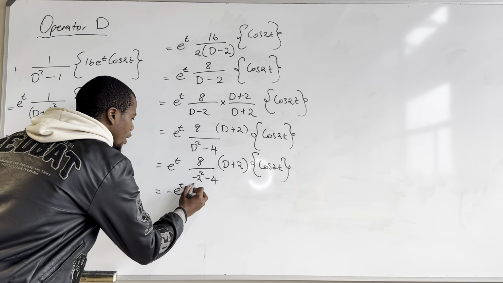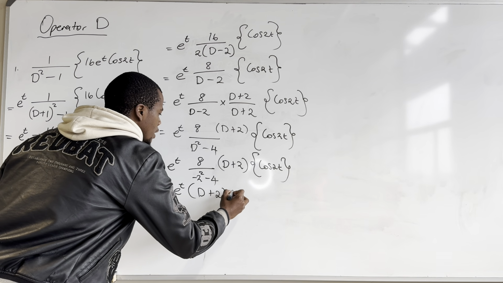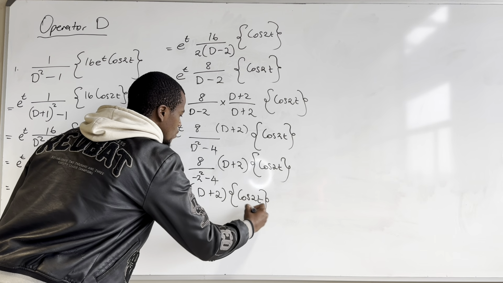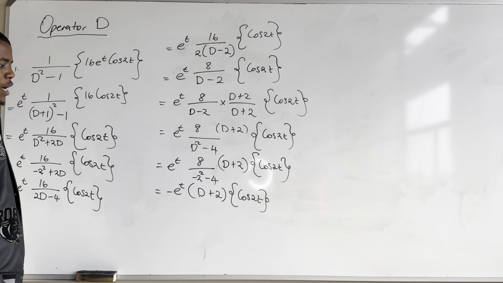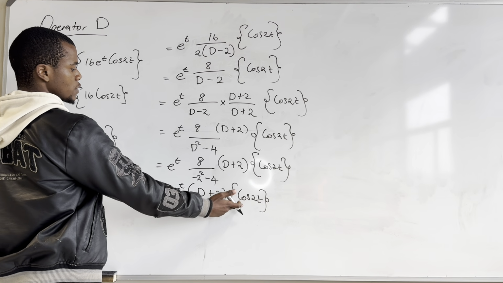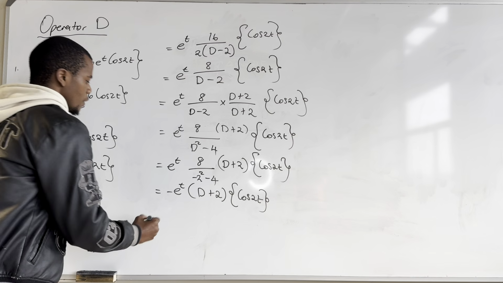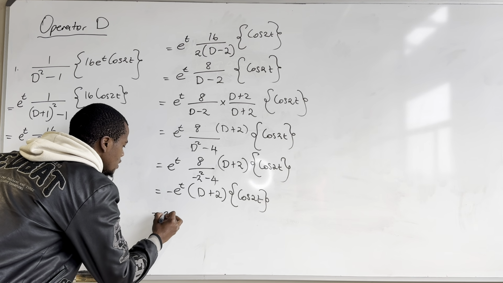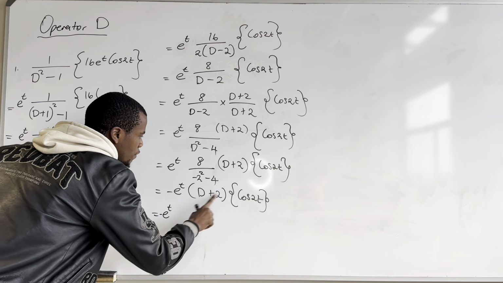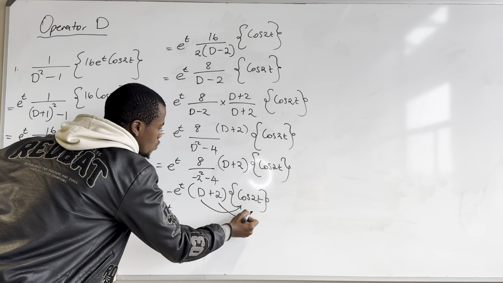Okay, and then we are left with what? We are left with d plus 2 operating on cos 2t. So what's left now is to just distribute this. We look for a derivative of cos, and then we say 2 times cos 2t. So the answer will be negative e to the power of t, and then the derivative of cos, it's a matter of distributing this one to this one, and this one to this one. So this is what we are going to do.